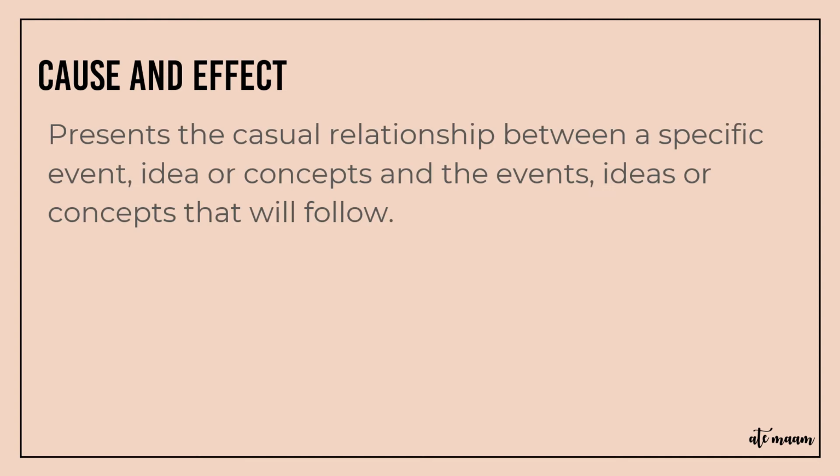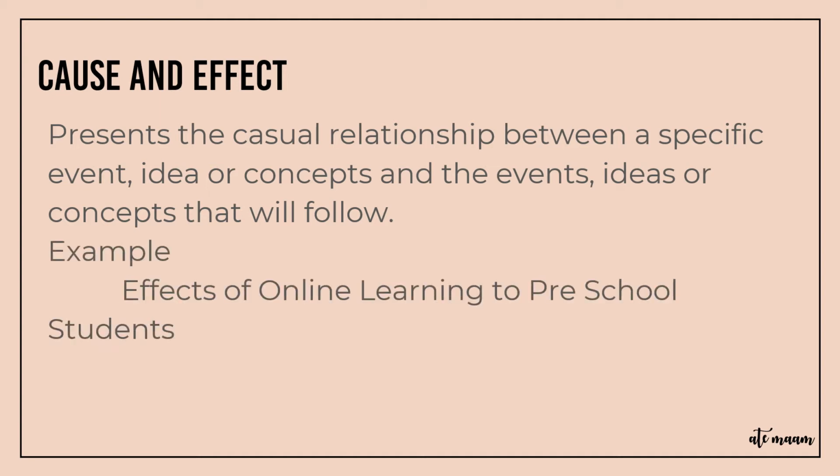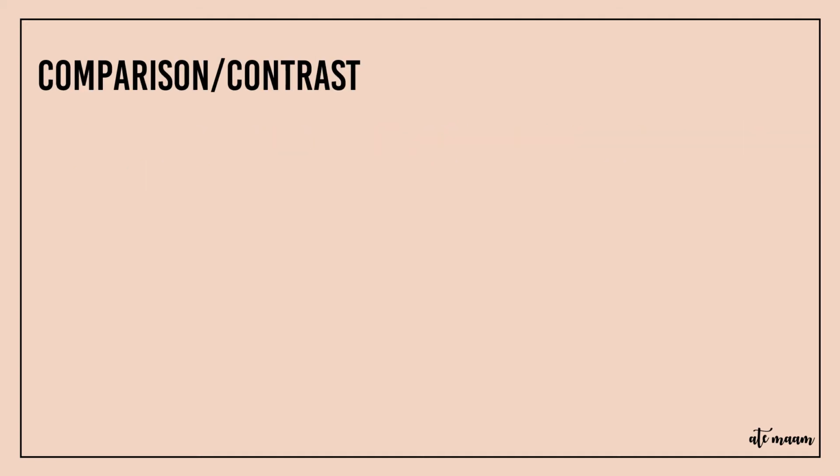Next, we have cause and effect. For cause and effect, it presents the causal relationship, so it should have a relationship between a specific event, idea, or concept, and the events, ideas, or concepts that will follow. Another example is the effects of online learning on preschool students. So you would want to present the relationship between online learning and how it affected the learning of preschool students.